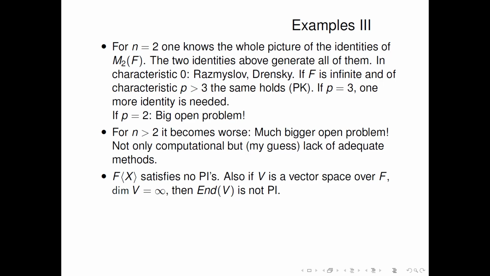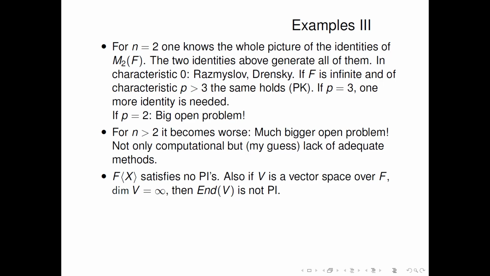But if F is infinite and the characteristic is 2, nobody knows whether the identities can be generated by a finite set or not. It is some nasty problem, but what to do? If n is larger than 2, it is much worse. The problem is widely open, wildly open in fact. And my not very educated guess is that we simply lack the tools, at least now.